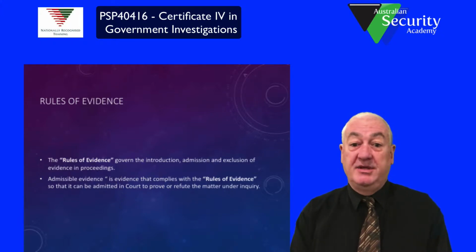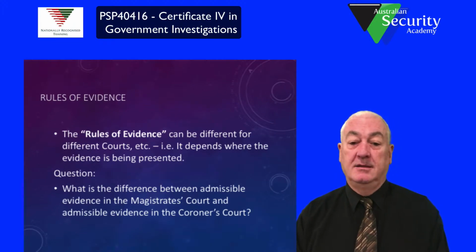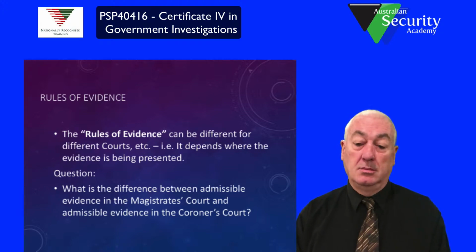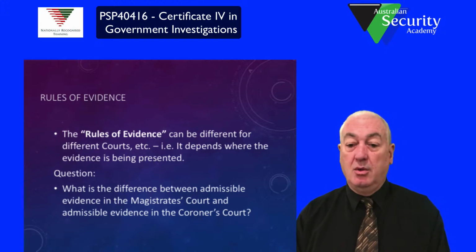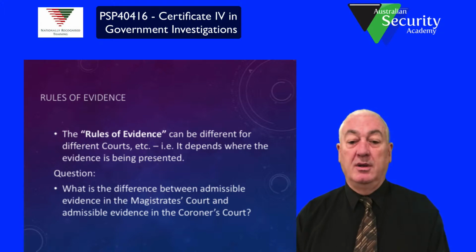Rules of evidence can be different for different courts. That is, it depends where the evidence is being presented. For example, what is the difference between admissible evidence in a magistrate's court or in a more superior court, such as the district court or county court in Victoria, and the Supreme Court?